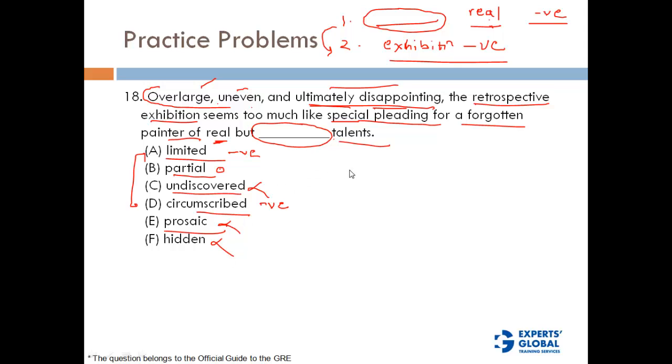So we have two synonyms here, limited and circumscribed, A and D, that basically fit in this context. They say that the forgotten painter was real, he had good talents, he had real talent, but his talent was very limited, and that is why the exhibition was overlarge, uneven, and ultimately disappointing. So the answer is AD.